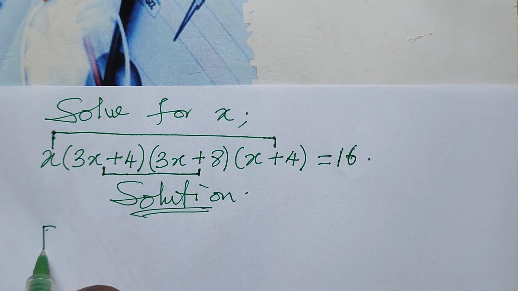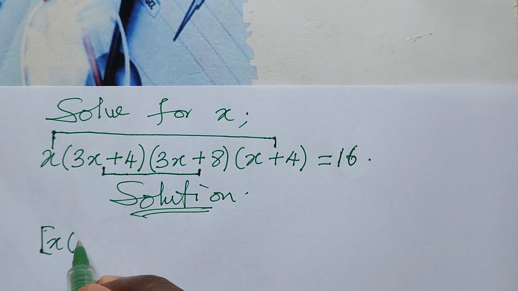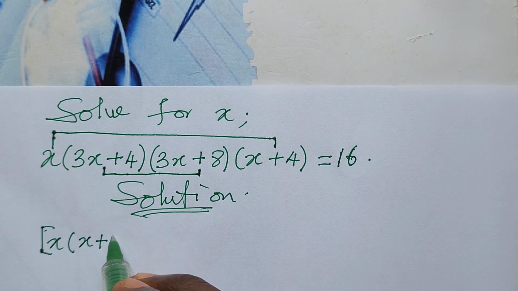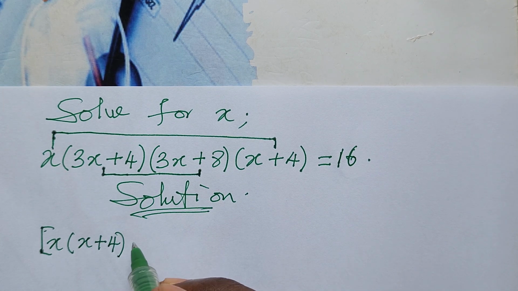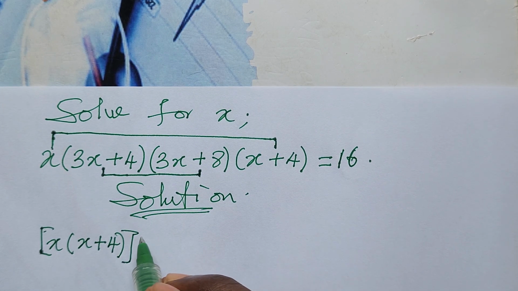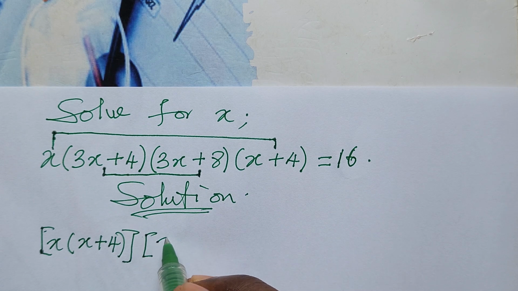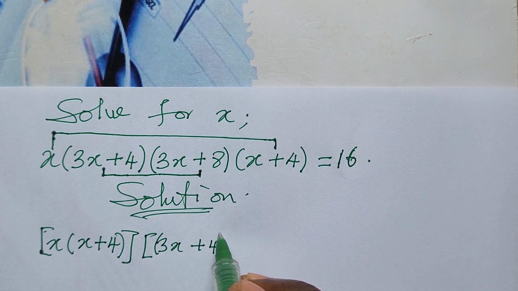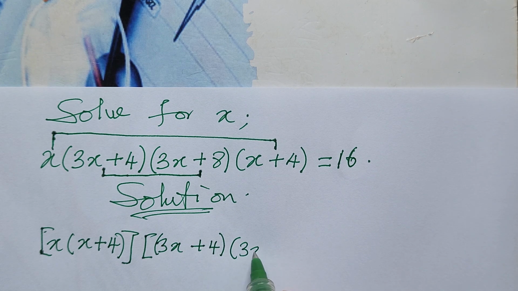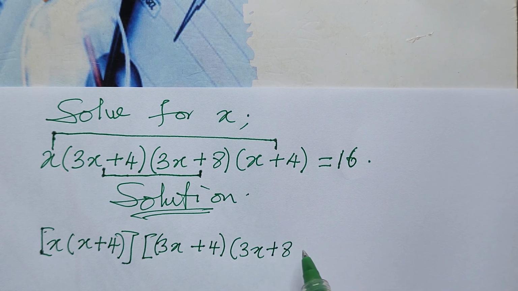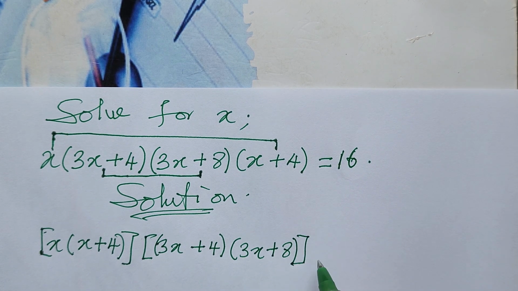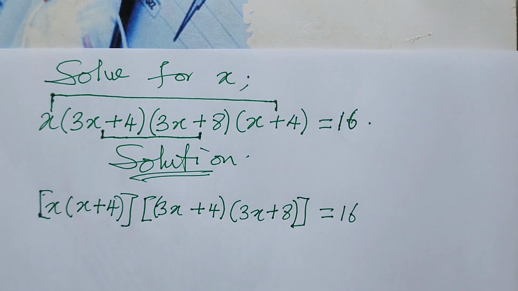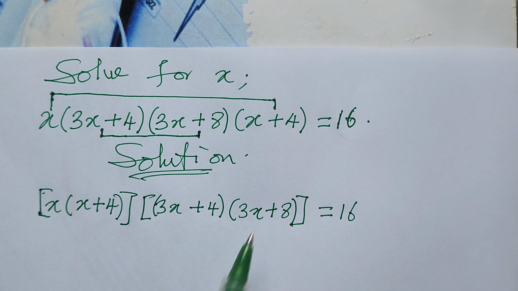It's going to give us [x(x + 4)] times [3x(3x + 8)]... I mean, [x(x + 4)] into [(3x + 4)(3x + 8)], everything equal to 16. So we can open this and open this.